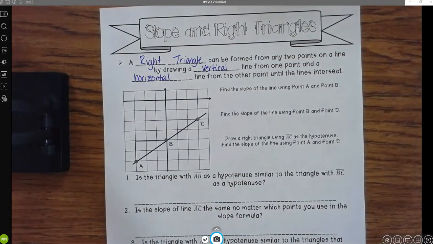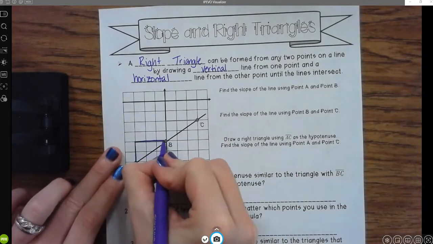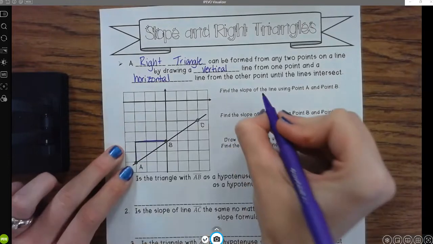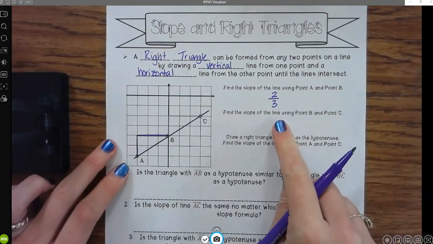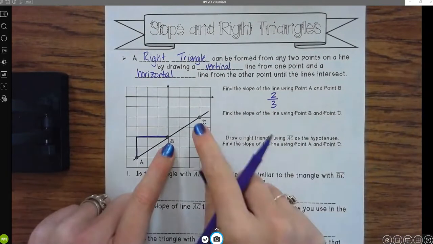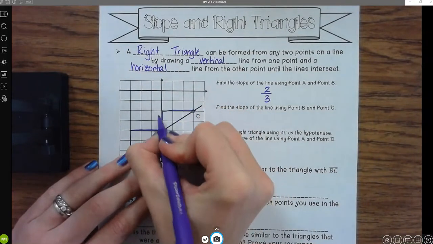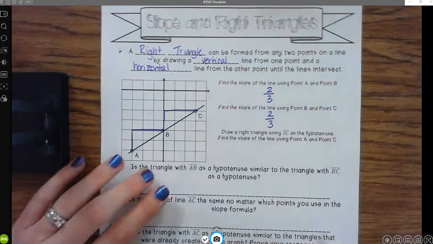So we're going to find the slope of the line using points A and B. And you can see there's a triangle drawn in here for you. So I go up 2 over 3. So that's my slope. Now I'm going to find the slope of the line using points B and C. Again, you can see the other little triangle drawn in there for you. So we go up 2 over 3. So my slope would be 2/3.